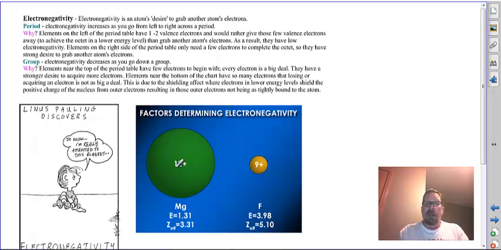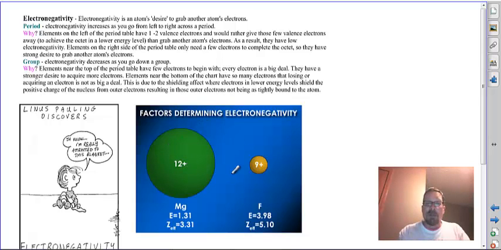Now magnesium, on the other end of the table, even if it's not in the lower corner, but it's on the opposite side of the table in column 2, wants to get rid of its electrons. It doesn't want more electrons. It wants to dump them to complete its shell. So its electronegativity number is very low.